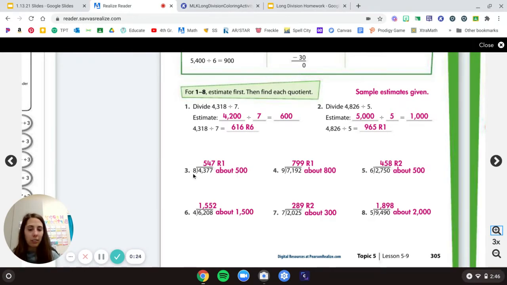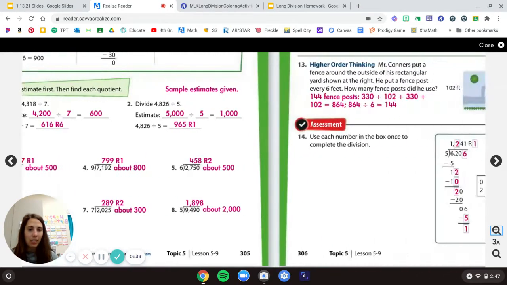So number 3 should have been 547, remainder 1. Number 4 should have been 799, remainder 1. And number 5 should have been 458, remainder 2.